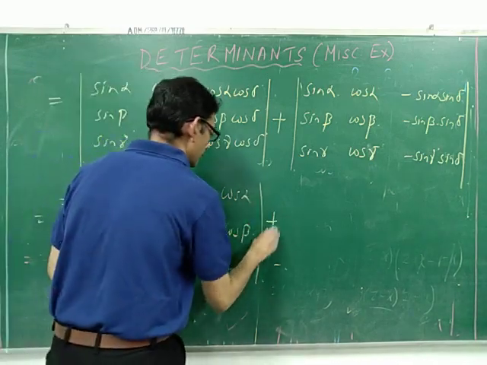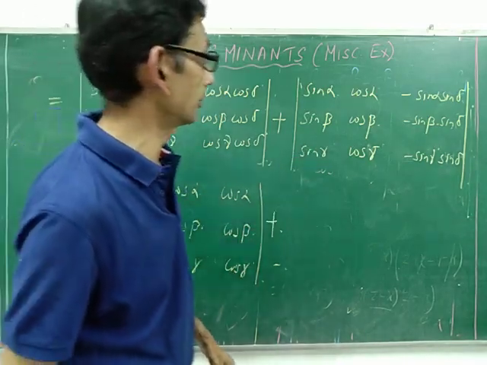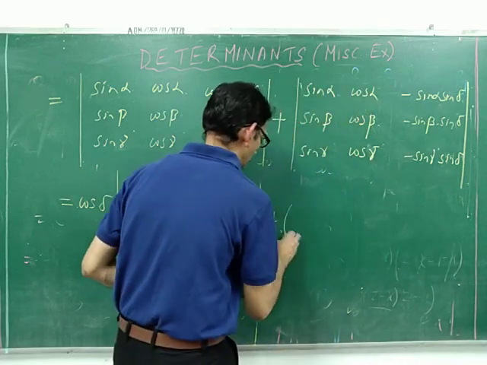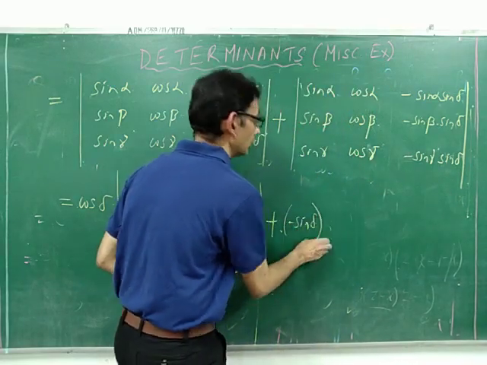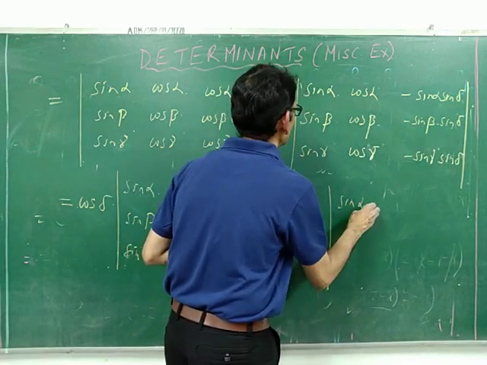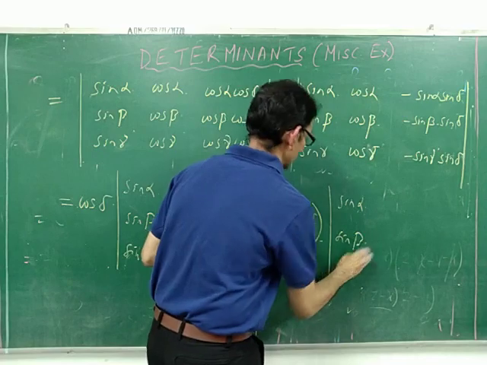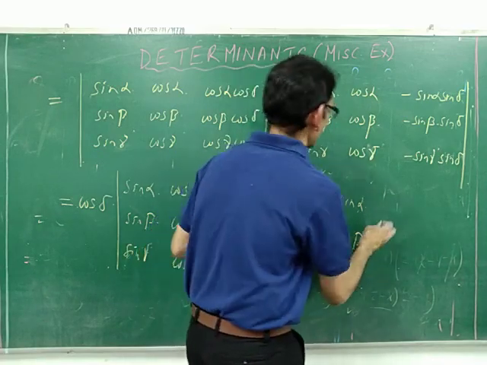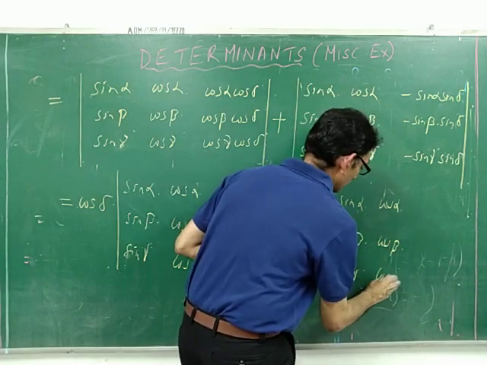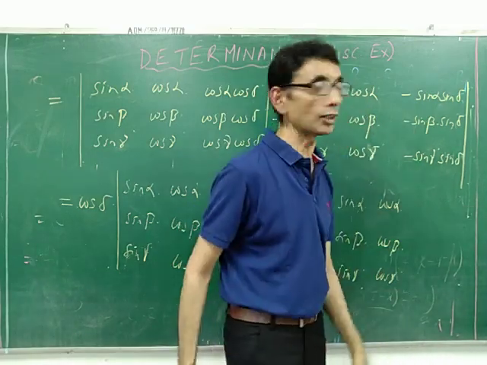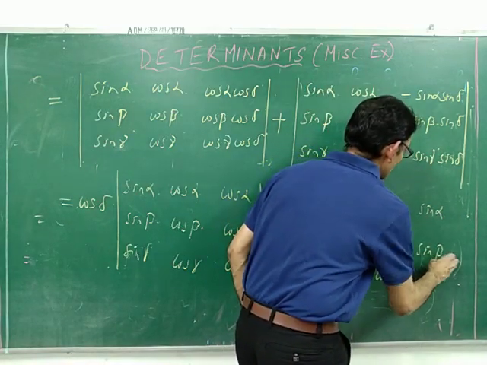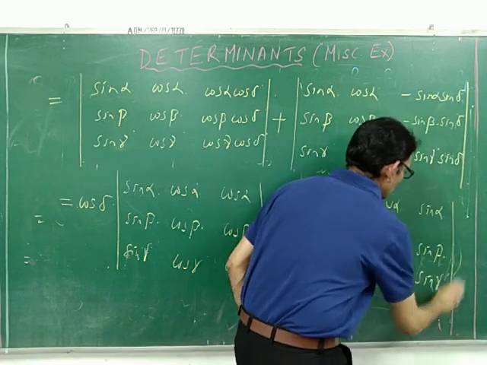Plus, for the second determinant, what is common in the third row? It is minus sin delta. So we'll take minus sin delta common. If you take minus sin delta common, what will be left? Sin alpha, sin beta, sin gamma; cos alpha, cos beta, cos gamma; and again sin alpha, sin beta, sin gamma.